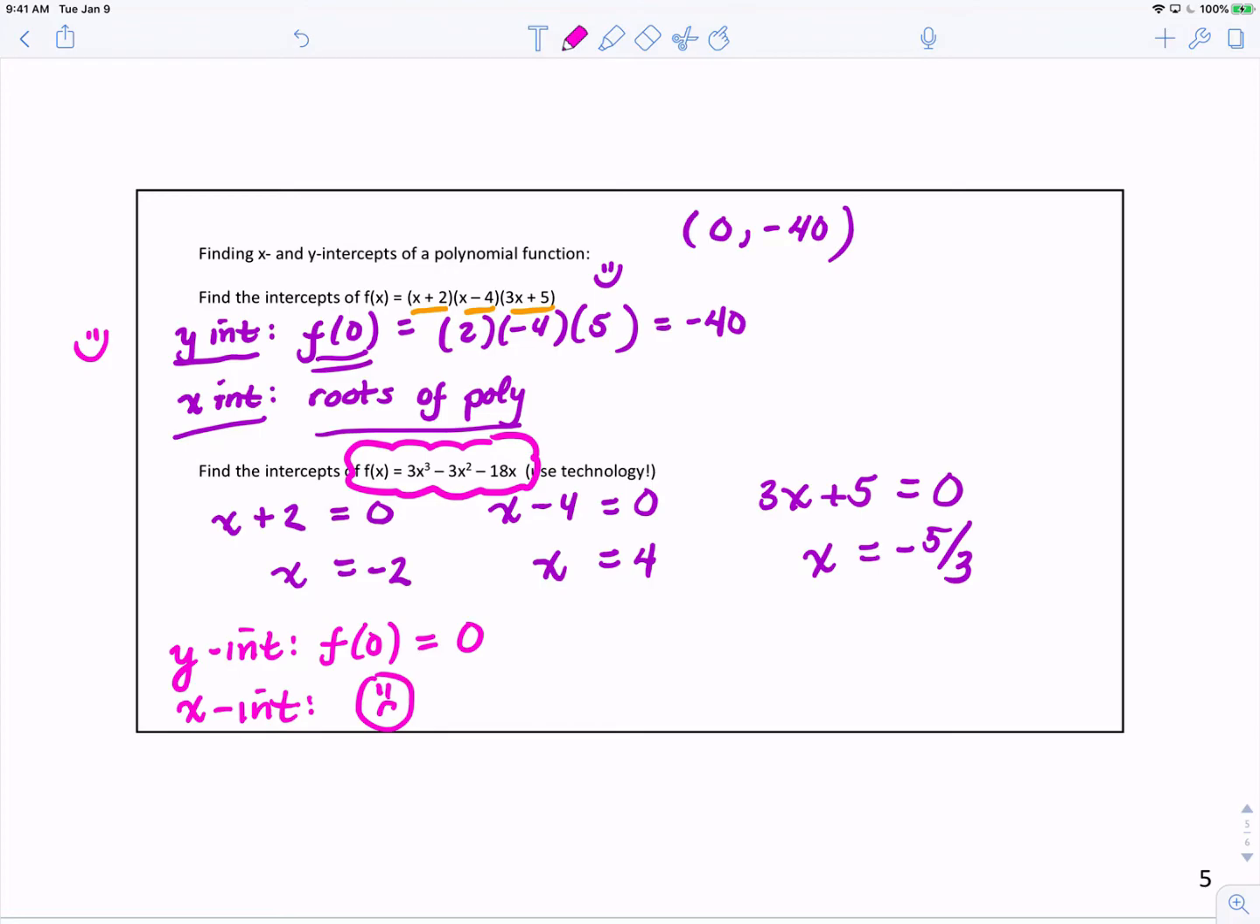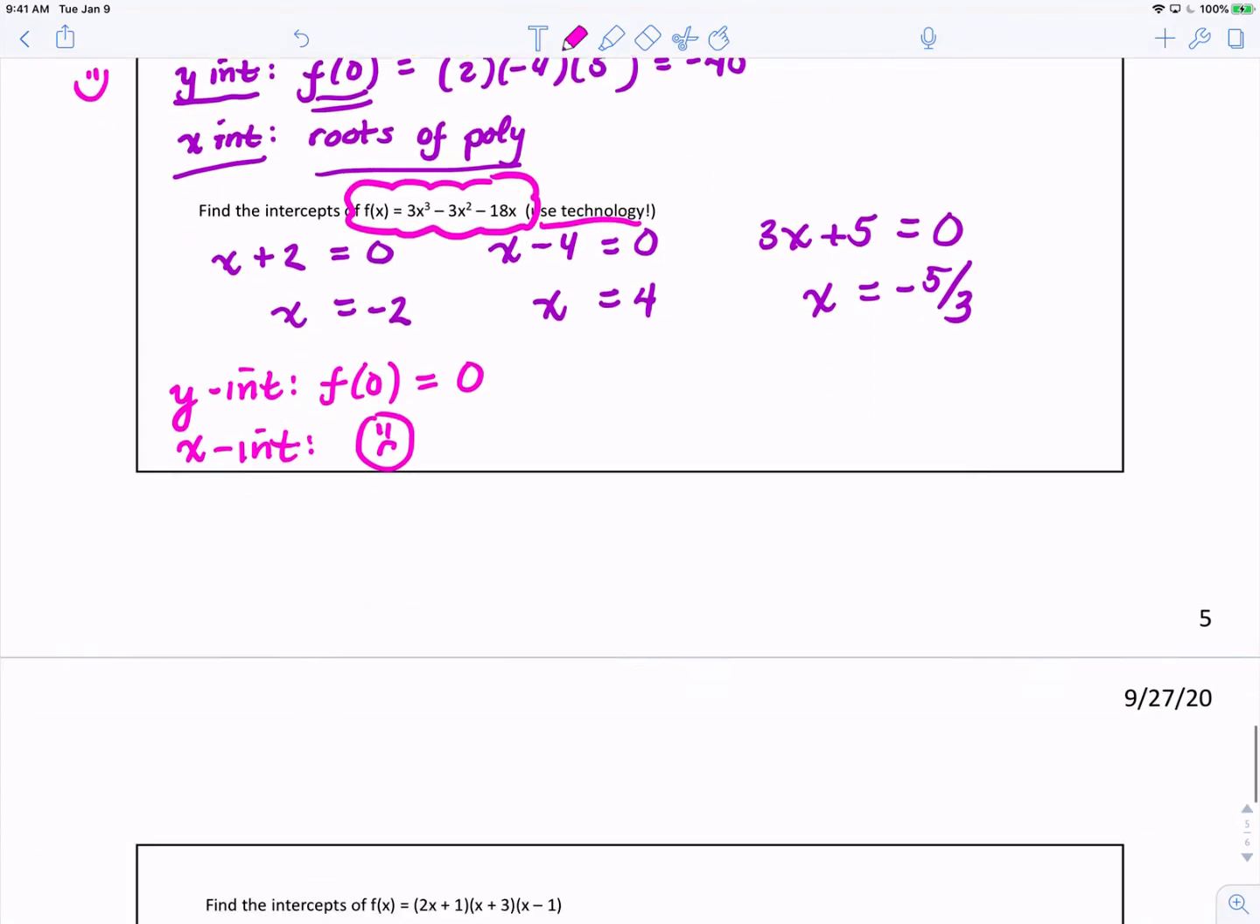For the x-intercepts, we would have to be able to factor that polynomial, and if it wasn't factorable, we would have to use technology. So most of you have done this before, how to find the roots of a polynomial on your calculator. I'll post some links to videos, but you could also YouTube this yourself and just find some videos that remind you of the process, and I'll also demonstrate it during class.